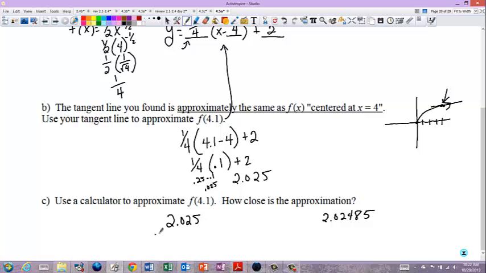How close is the approximation? You just subtract. So it's 0.00015. So that's the error here.